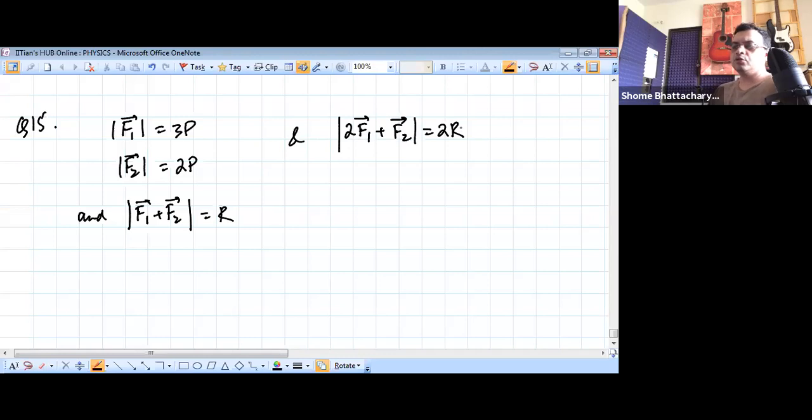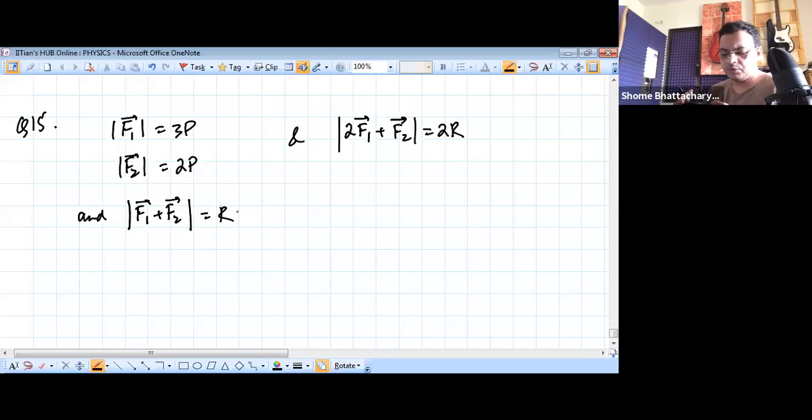So understood how the question's language is converted into equations. It's given that two forces are of magnitude 3p and 2p, and their resultant is of magnitude r. Now, if the first force were to be doubled, then the resultant's magnitude would also become doubled. So this is it. If you double the first force and add it to the second, then the new resultant that we get, its magnitude will be double the magnitude of f1 plus f2. That is the meaning of the question over here.